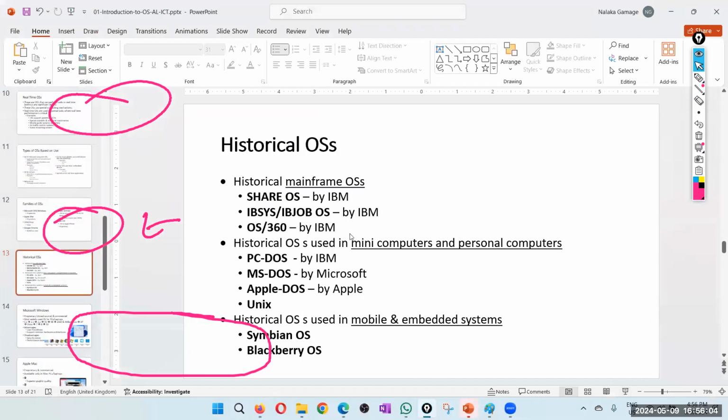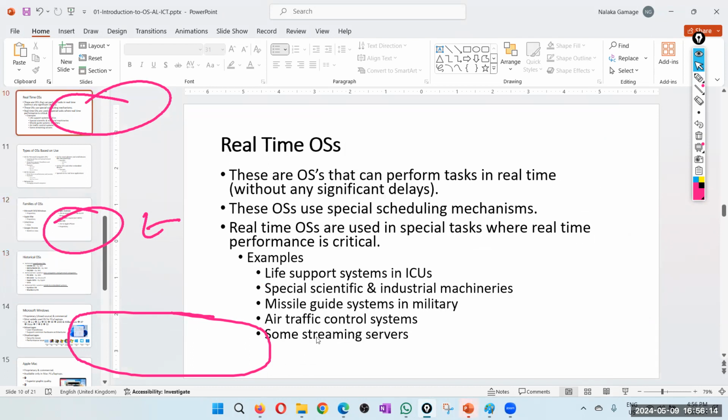Right. So that is a very gentle introduction to operating systems. Okay, operating systems. So any questions you are having?